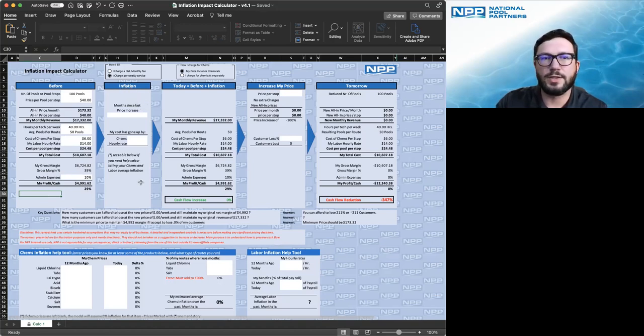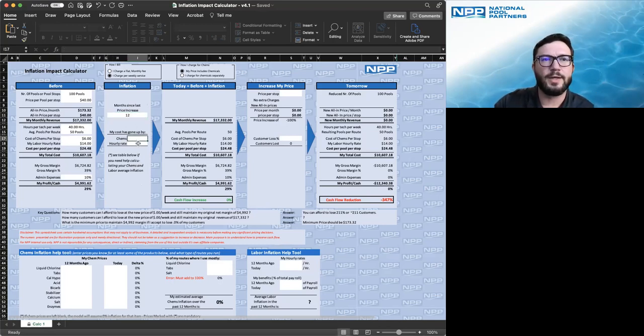And we'll move to this inflation table. The first question, how many months since the last price increase? So we're going to assume this company is going into pool season. It's been 12 months since they did make a price increase. So they did increase prices last year. So I'm going to put 12 months here in this field.